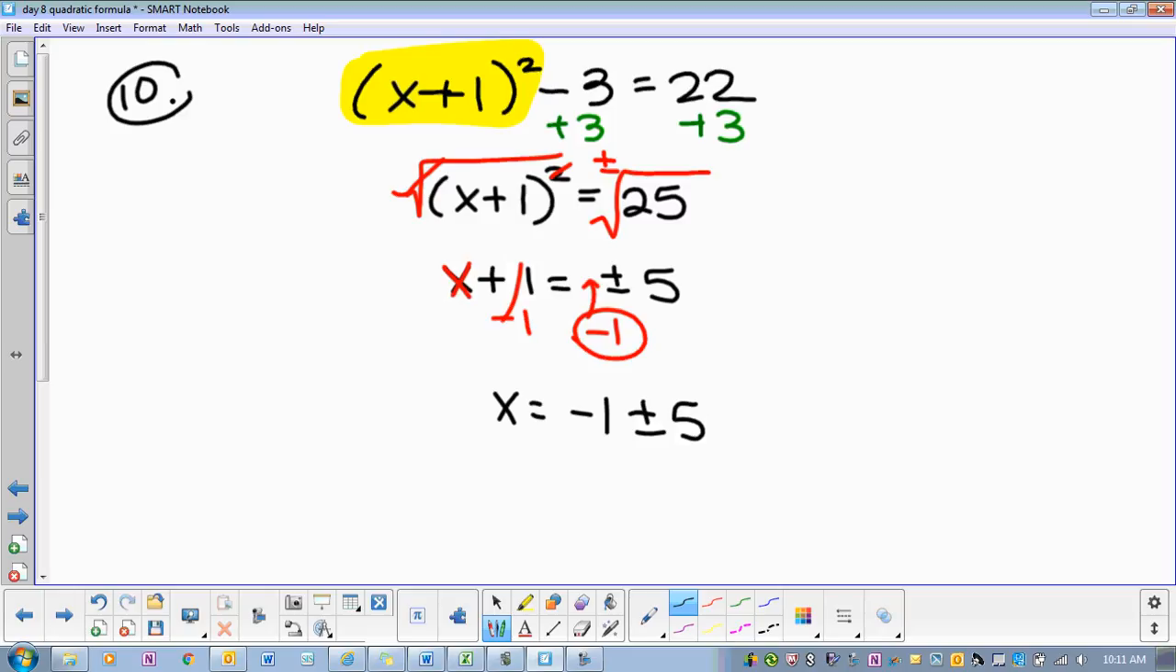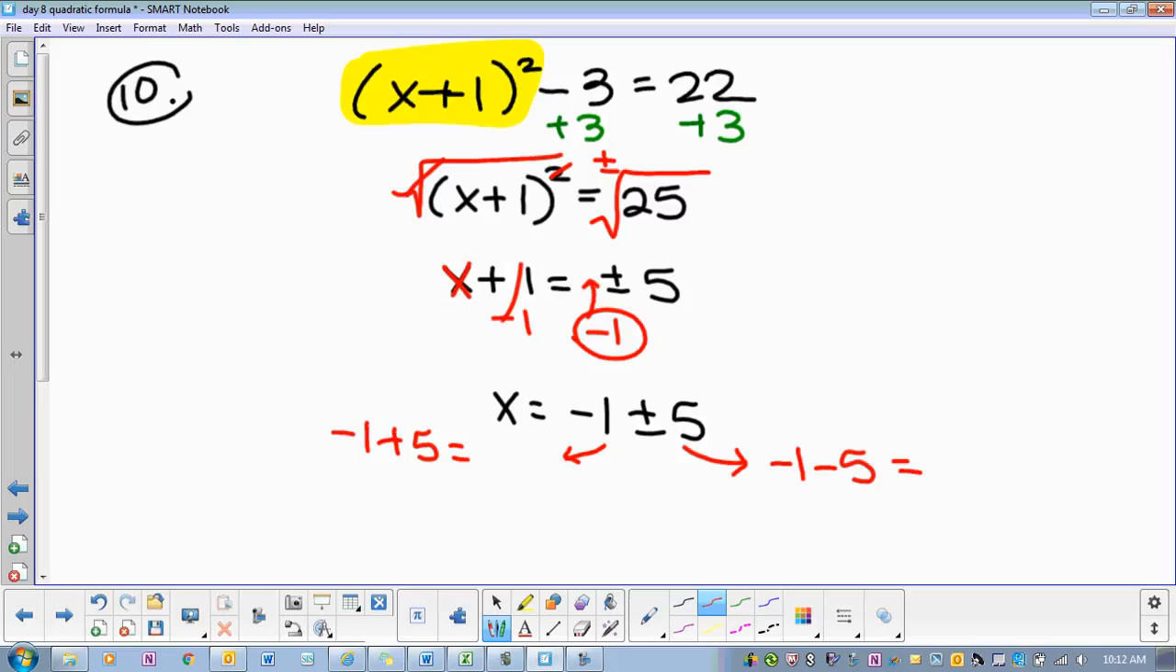Do me a favor though, don't just leave it like this. You know what this is saying to you? No? This is saying -1 + 5 and -1 - 5, right? The plus or minus is telling you two different operations. All we did was smush it up and write it in one, right? So with this, we would need to say -1 + 5 equals, and then the other side, -1 - 5 equals. Okay? You do need to simplify it. So if you don't give me the two answers, I'm going to take off like half a point.